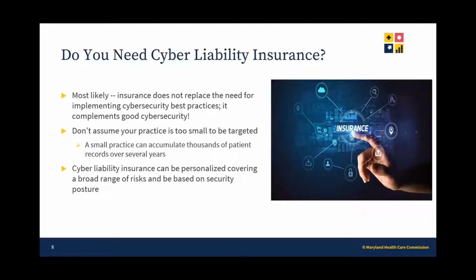systems and patient data needed for care delivery. This is essential for practices to get up and running quickly to get back to what they do best, taking care of patients.